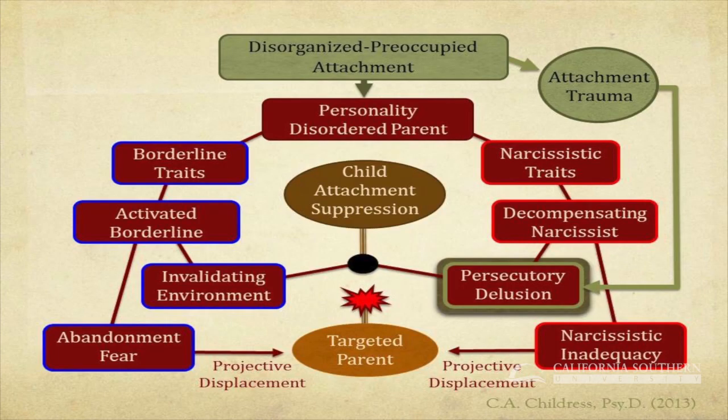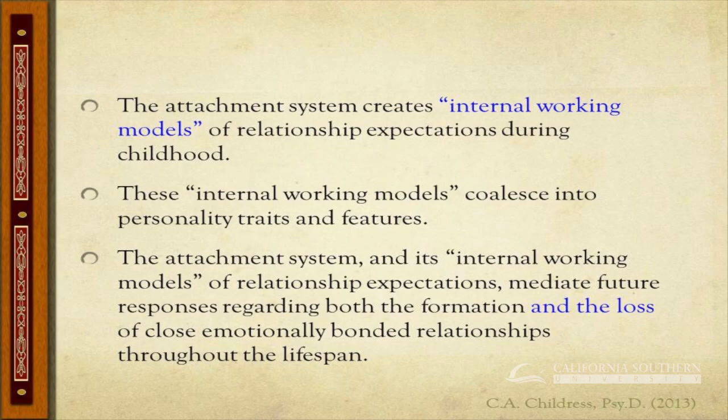In going back to our diagram here, we have the triggering of the personality disorder, and then that terminates the child's attachment bonding motivations. But an additional line coming through the pathology is this attachment trauma in the internal working models of the alienating parent's attachment system. The attachment system forms these internal working models of relationship expectations for self and other in relationship.